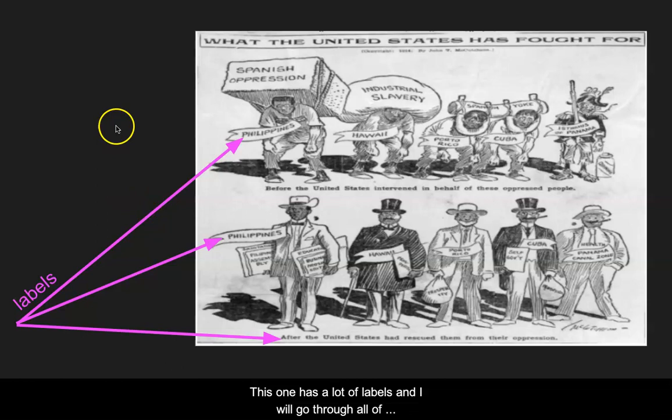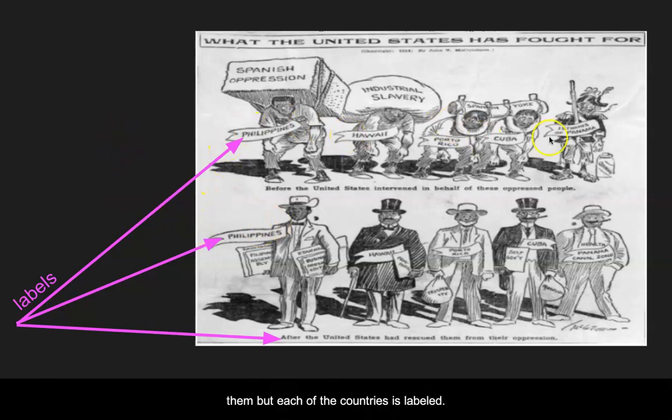This one has a lot of labels. I won't go through all of them, but each of the countries is labeled. Each figure represents a country. And then we have the same countries represented down here. So Philippines, Hawaii, Puerto Rico, Cuba, and Panama. And some of the other labels, what the United States has fought for before the United States intervened on behalf of these oppressed people. So this was before. After the United States rescued them from their oppression. So this is after. So it's a before and after political cartoon. You can see a bunch of other labels.